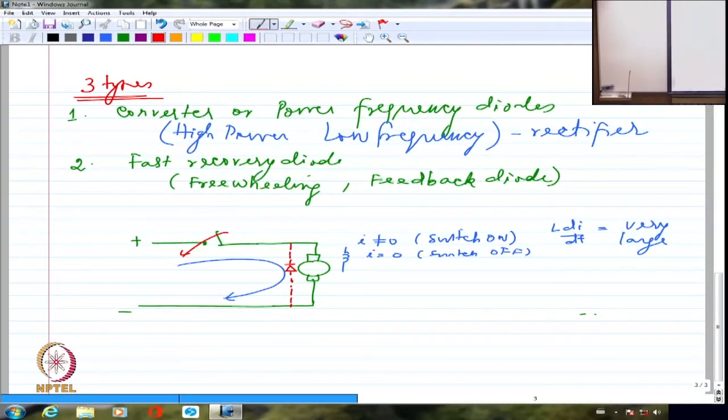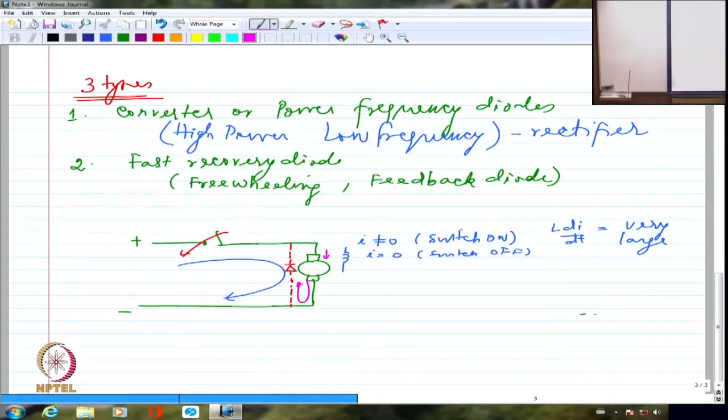load. So now during freewheeling condition, if I try to look at the current, it will go like this through the diode. The current is still flowing in the same direction. Please note that. The current direction cannot change in an inductance. It has to remain in the same direction. And now the switch is open.